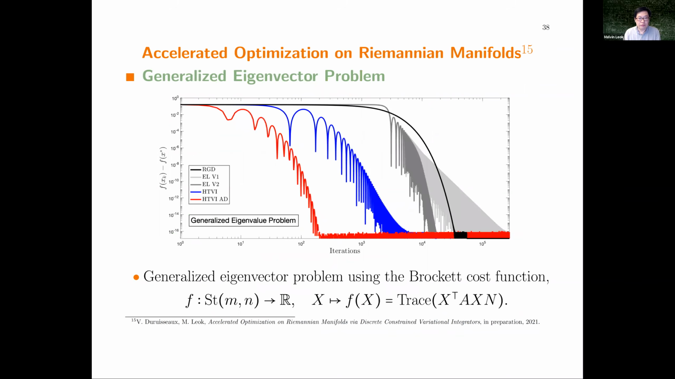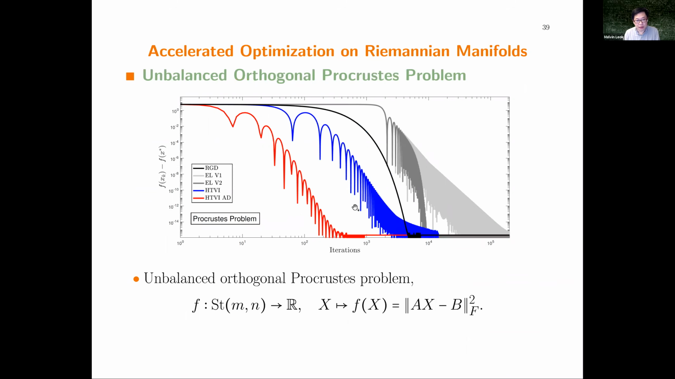Something which is in preparation right now is trying to use these ideas to then construct accelerated optimization schemes on Riemannian manifolds, and this is based on a constrained variational integrator formulation. And again, the preliminary results are quite promising. This is the generalized eigenvalue problem, where you're not just looking for the maximum eigenvalue, but the k largest eigenvalues, for example. And then there's this imbalanced orthogonal Procrustes problem, which again has a very nice rate of convergence.